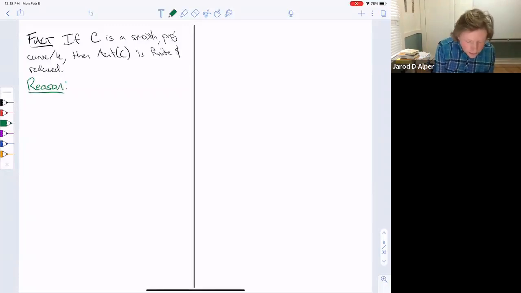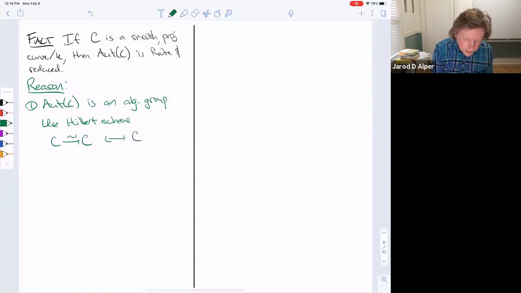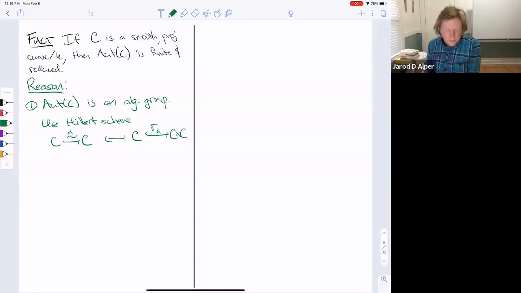You do this in two parts. First is that the automorphism group scheme is an algebraic group. To do this, you can use the Hilbert scheme to relate an automorphism of a curve to its graph, which is a closed subscheme. And so you can think about automorphisms as parametrizing certain types of closed subschemes of C cross C. And so this tells you that it's an algebraic group.